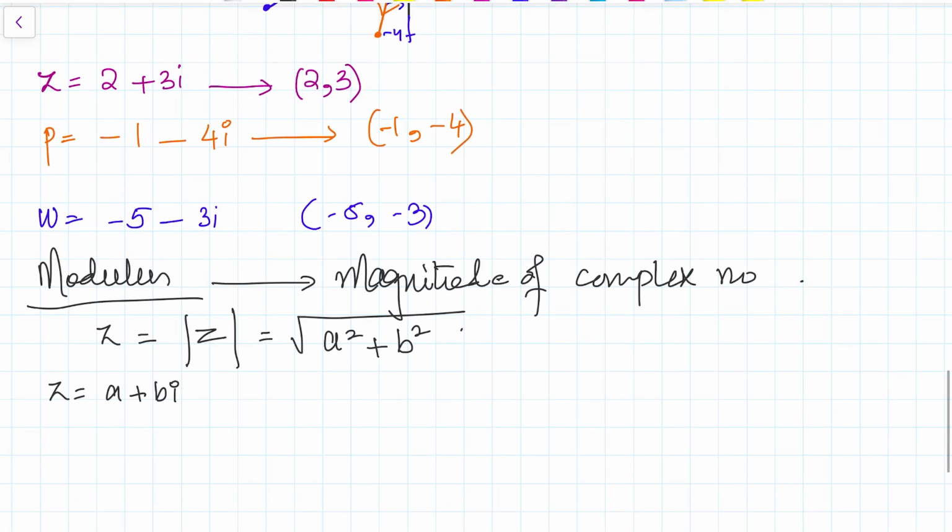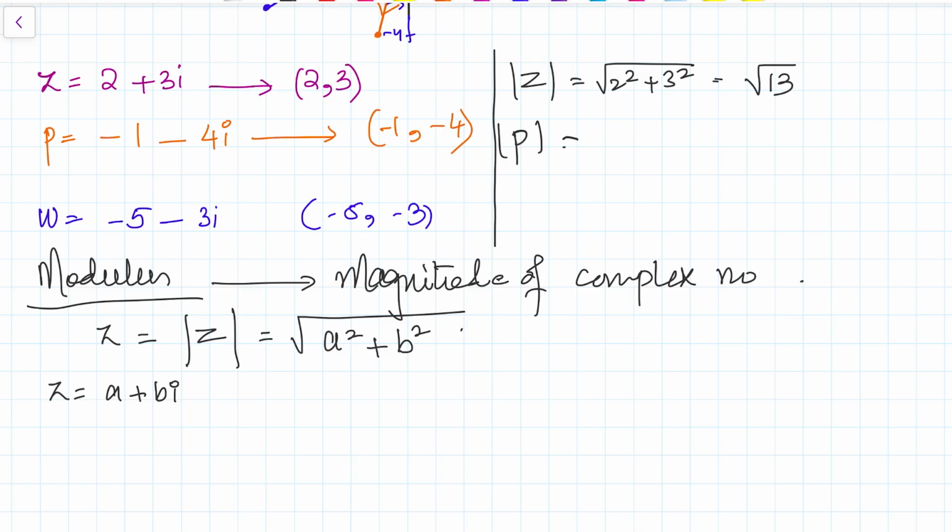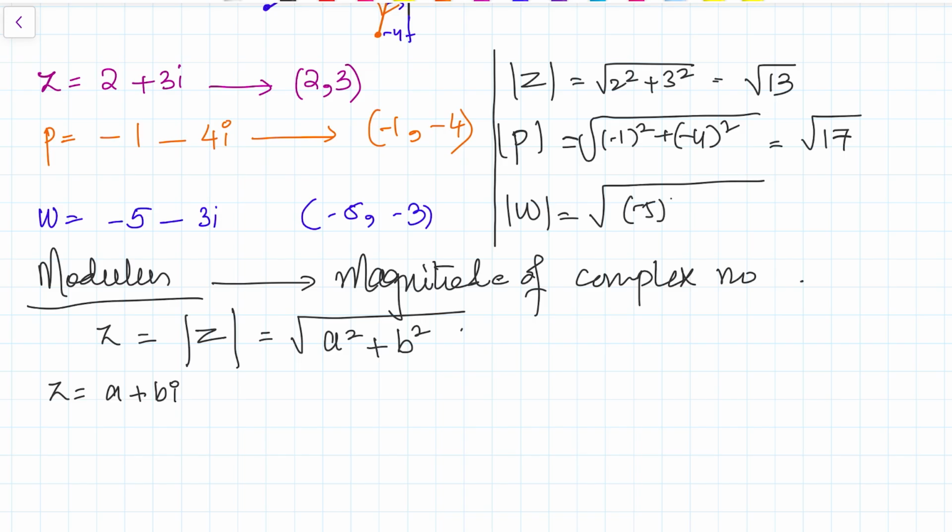Alright, so let's find out the magnitude for these complex numbers. So the magnitude of z is going to be square root of 2 square plus 3 square. That becomes 4 plus 9, which is under root 13. What is the magnitude of complex number P? It is going to be 1 square plus 4 square. I'm not taking the minus sign because the minus sign eventually cancels out when you square a negative number. So square root 17. Modulus of W is square root of minus 5 square plus minus 3 square. 25 plus 9 is under root 34.